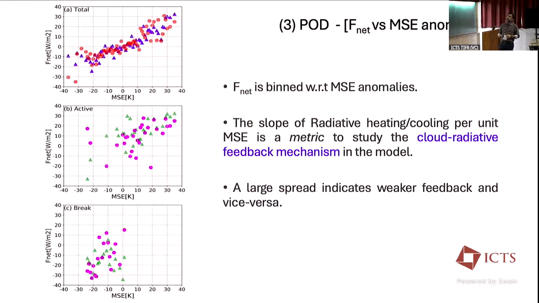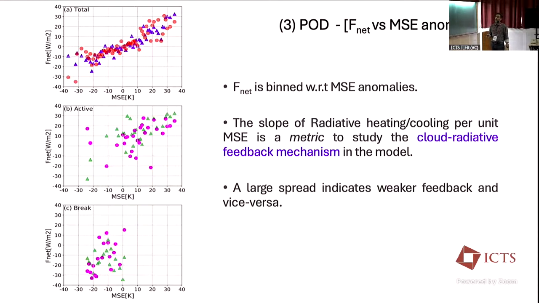The other one is that we do the process-oriented diagnostics. Another one is the radiation versus the moist static energy anomalies. That means you bin the total net radiation with respect to moist static energy anomalies. It basically says that the association gives you the radiation cloud-related feedback mechanism. The better the association, the better the cloud-related feedback mechanism in the model.